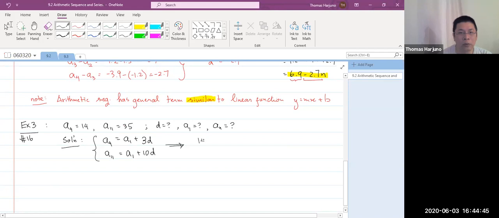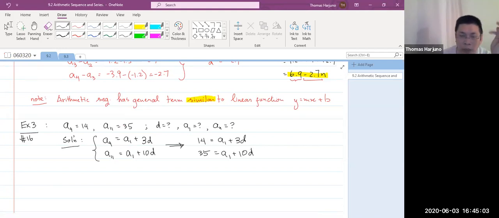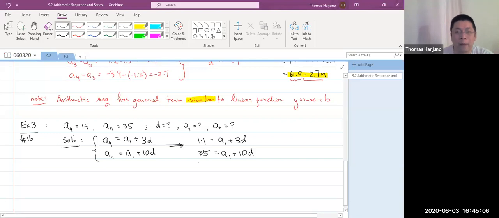Now then, using these two results, I plug that in. The fourth term is 14. And the 11th term is 35. Now notice that we suddenly have two equations with two variables. We can do it the other way actually, but I prefer to do it this way for now. When I subtract, I will get negative 21 equals negative 7d. Therefore, d equals 3. That's my common difference.